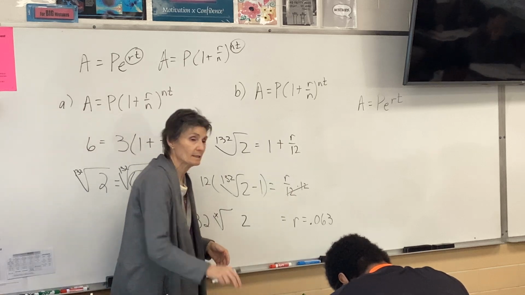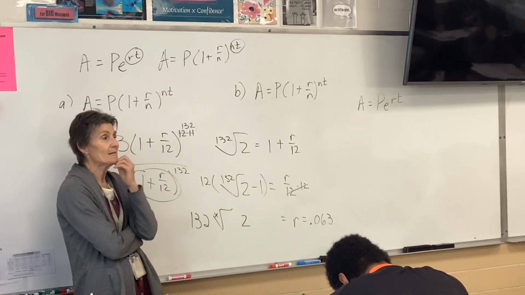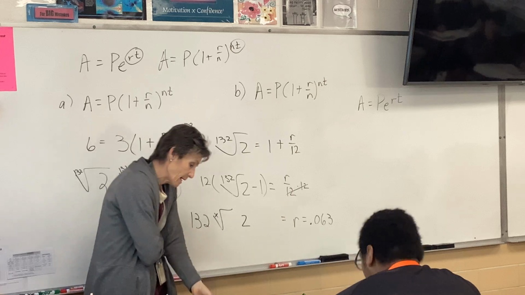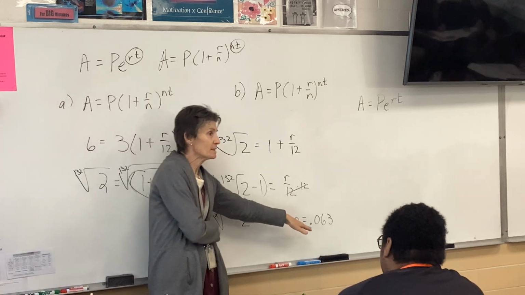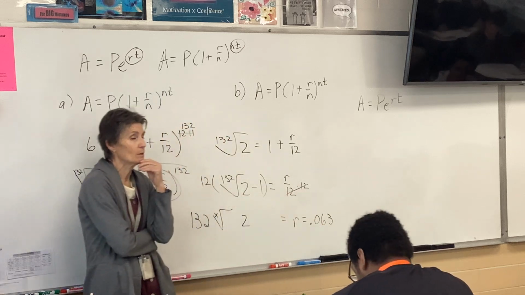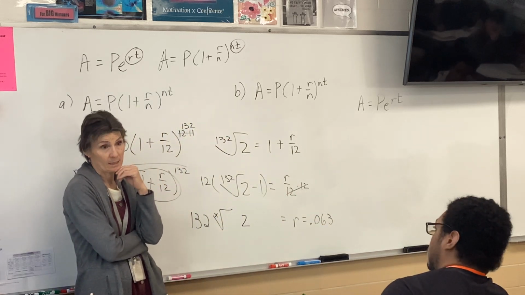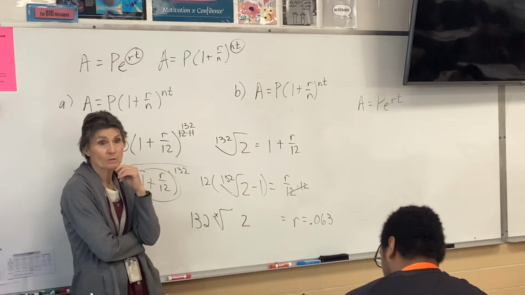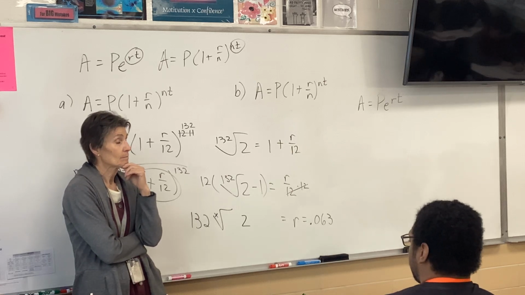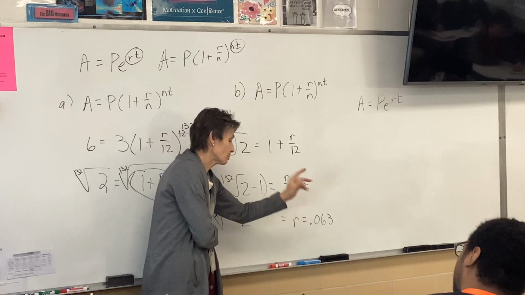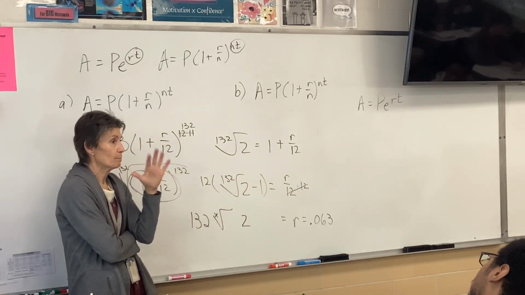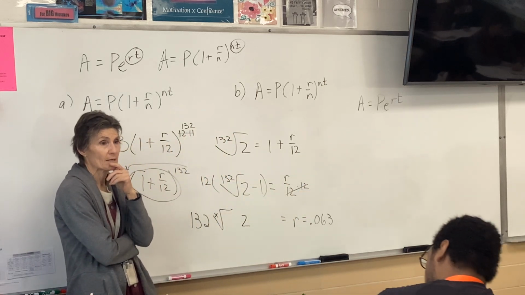Which translates into an interest rate of what? I believe the question said what interest rate. So what would we say? If that was our decimal, the interest rate is 6.3%. If you put 0.063, I would have marked that wrong, but the percent is 6.3%.